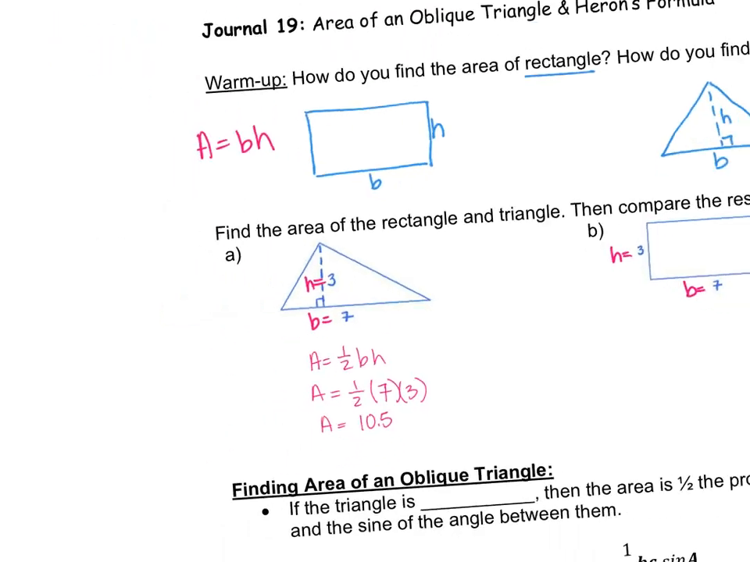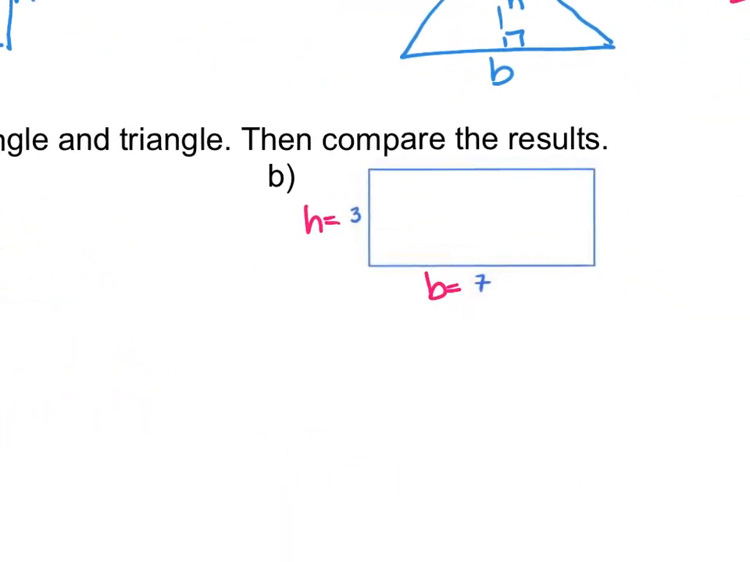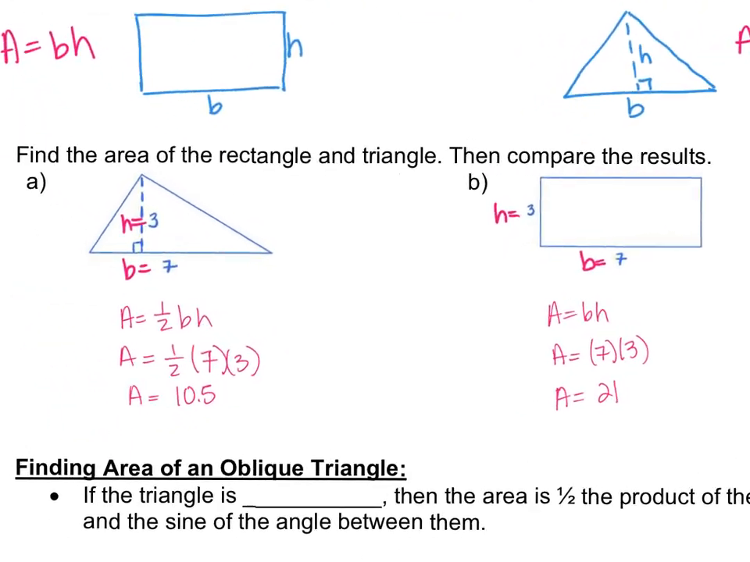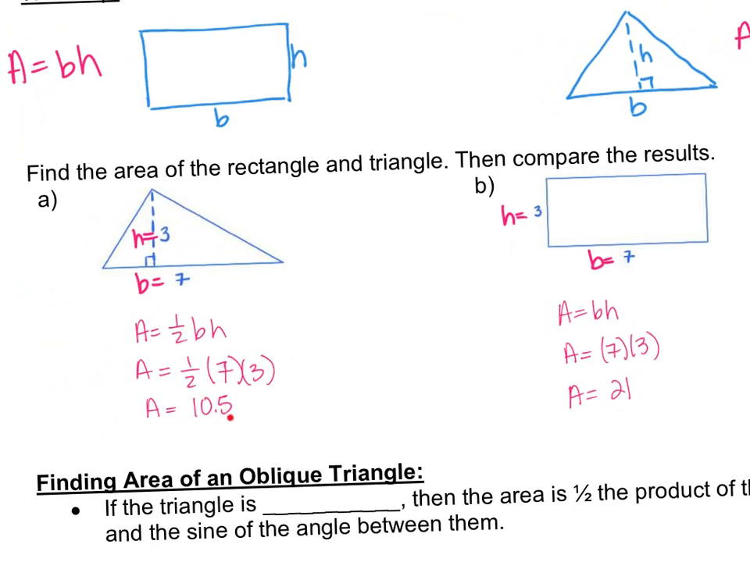All right, let's do the other one here. So this one is the area of a rectangle, which is base times height. And so this is 7 times 3. And so my area is 21. So when we compare our two answers, this one is obviously half of the result or half of the area of the rectangle. But let's understand why.